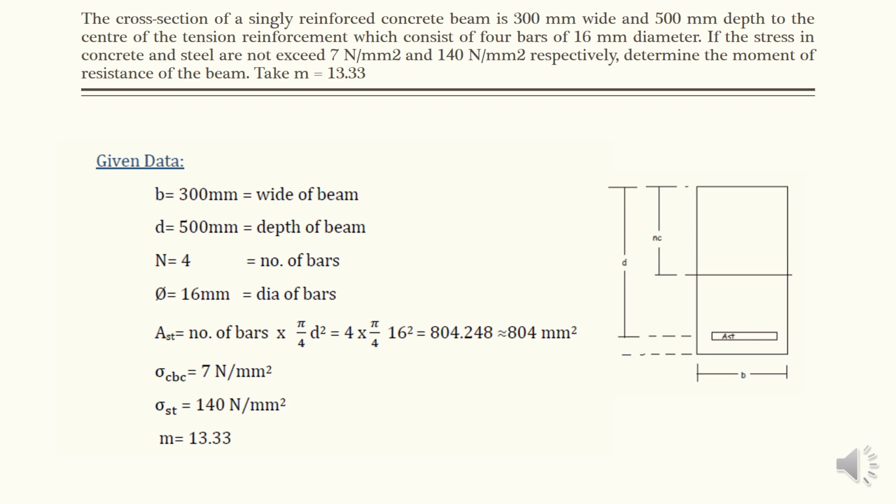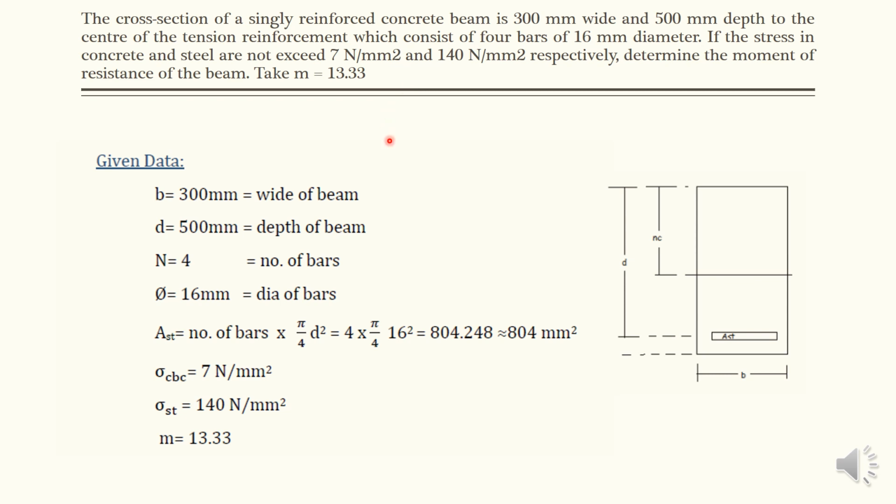Let us see the problem regarding determination of moment of resistance of the singly reinforced beam. The cross section of the singly reinforced beam is 300 mm wide and 500 mm deep to the center of the tension reinforcement, which consists of 4 bars of 16 mm diameter. If the stresses in the concrete and the steel do not exceed 7 Newton per mm square and 140 Newton per mm square respectively, determine the moment of resistance of the beam. Take the modular ratio as 13.33.